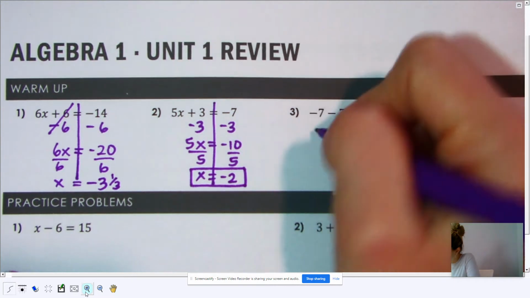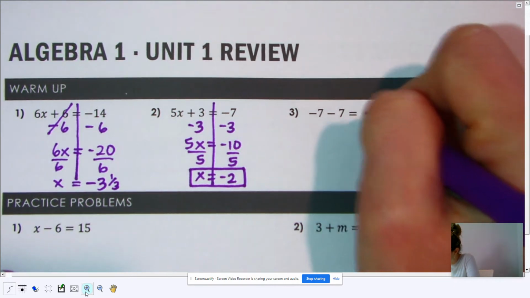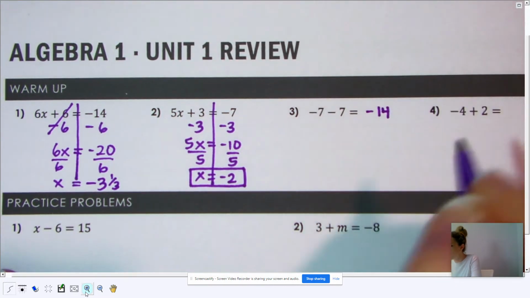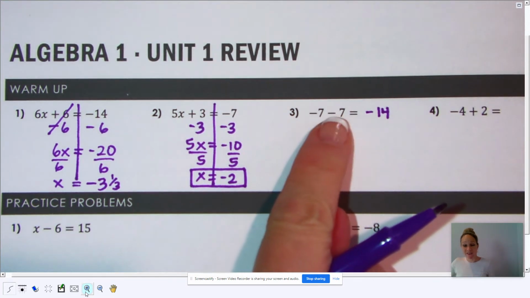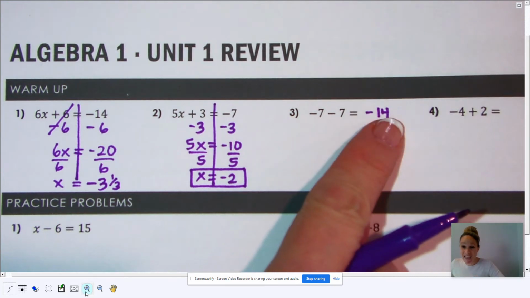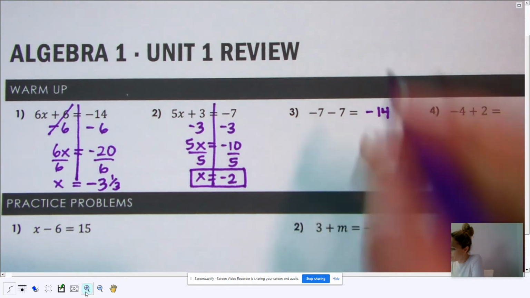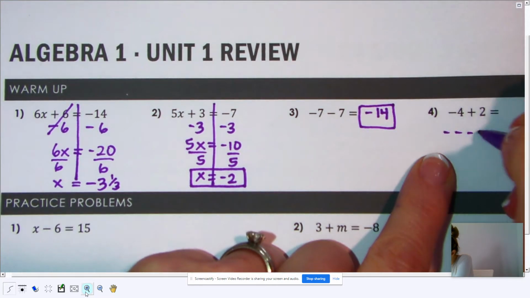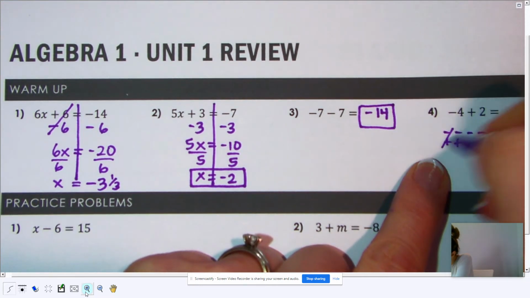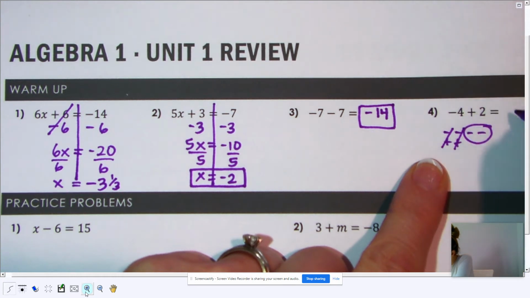So this one, if I have 7 negatives and 7 negatives, that is 14 negatives all together. You could think about if it's negative 7 degrees outside and the temperature goes down by 7 degrees, it's going to be negative 14, super chilly outside. Okay, the next one, if we have 4 negatives and 2 positives, 2 of those will cancel and I will have 2 negatives left over.